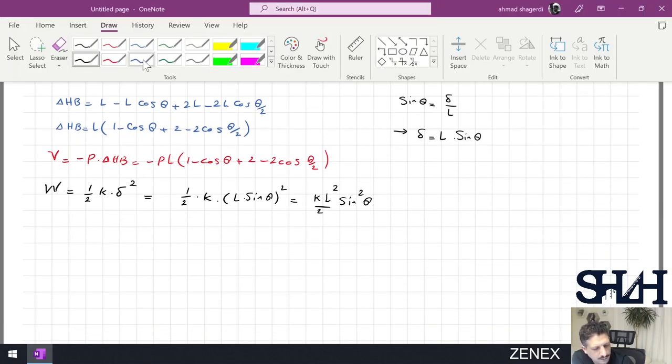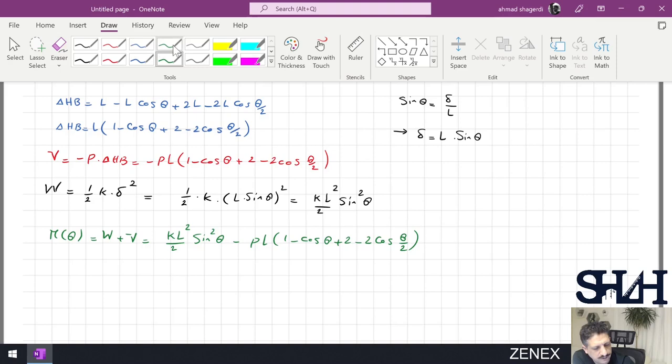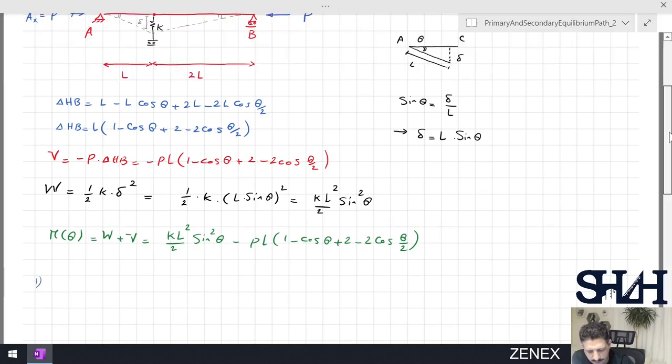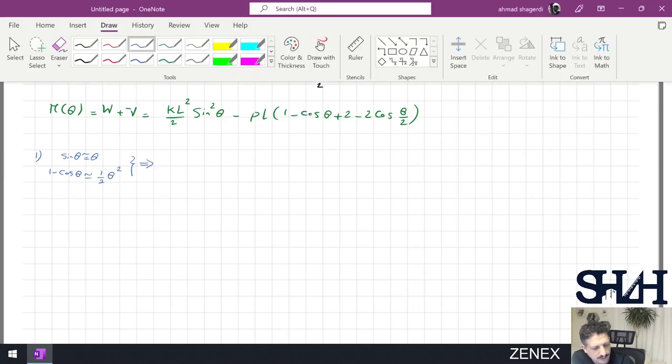Now I can write down the total potential energy, W plus V, which will be K L squared over 2 sine squared theta minus P L, 1 minus cosine theta plus 2 minus 2 cosine theta over 2. Again, like the previous example that I explained, first we want to have a dimensionless solution for this example. As a result, it is easier if we go with the assumption that sine theta is the same as theta, and 1 minus cosine theta is the same as 1 over 2 theta to the power of 2.